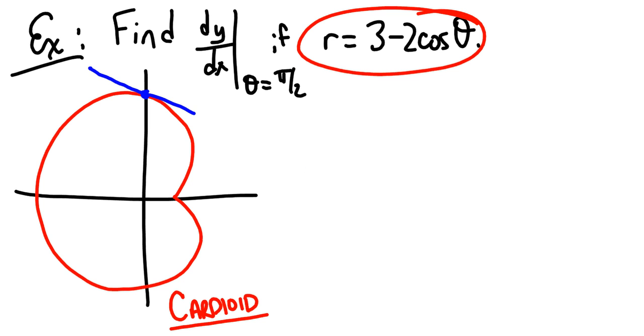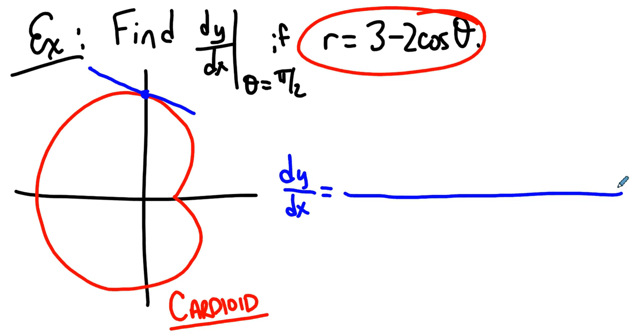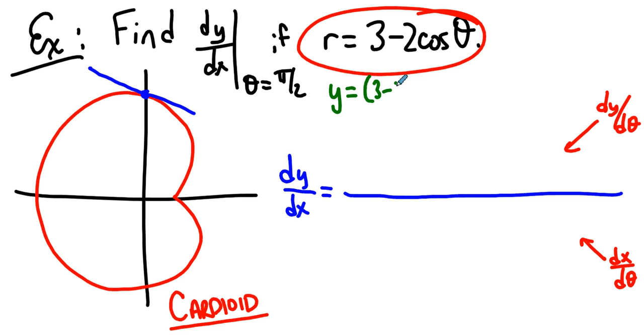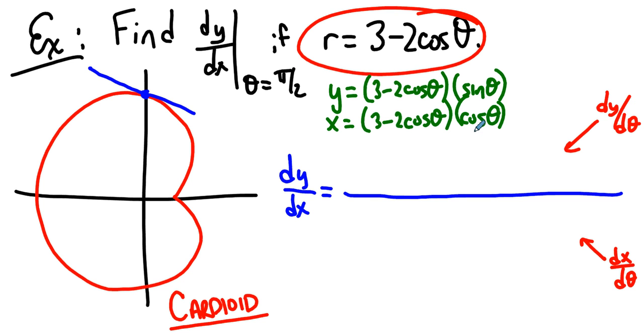So how do we do that? The derivative of y with respect to x is the derivative of y with respect to theta over the derivative of x with respect to theta. But what are x and y? Well, y is r sine theta, and x is r cosine theta.